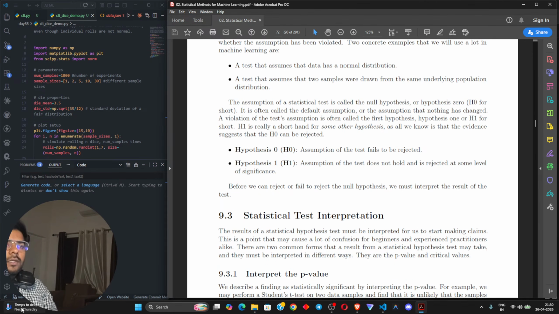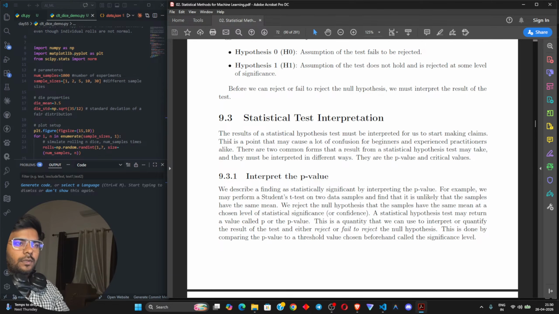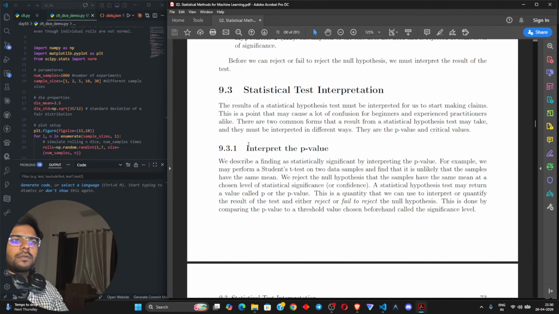Before we can reject or fail to reject the null hypothesis, we must interpret the result of the statistical test. The result of a statistical hypothesis test must be interpreted for us to start making claims. This is a point that may cause a lot of confusion for beginners and experienced practitioners alike. There are two common forms that result from a statistical hypothesis test, and they must be interpreted in different ways. They are the p-value and critical values.